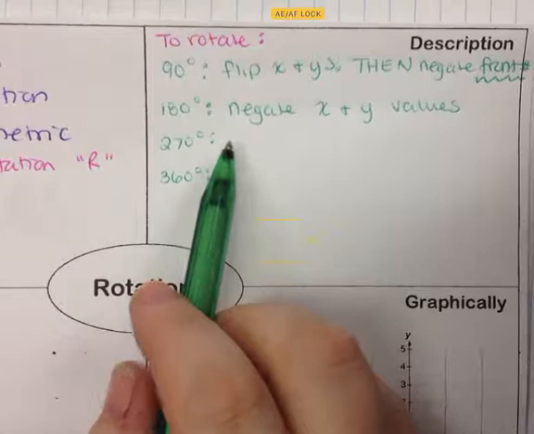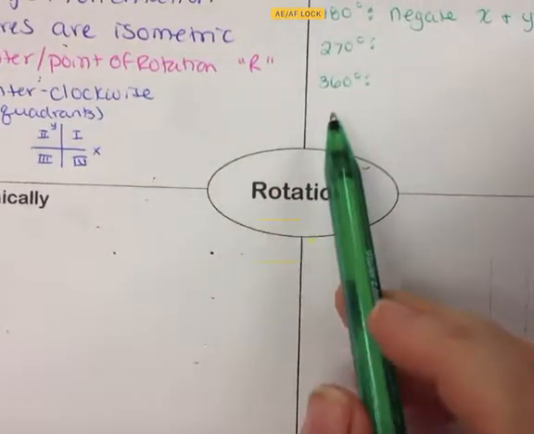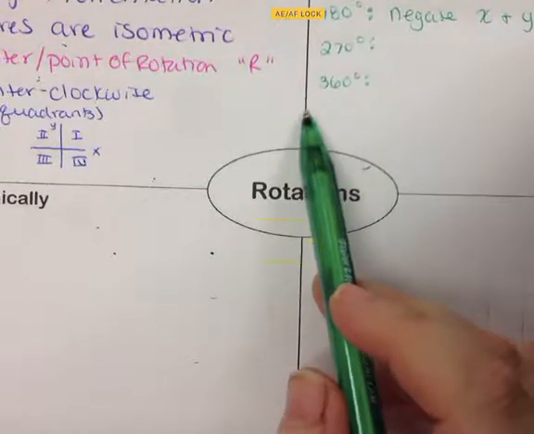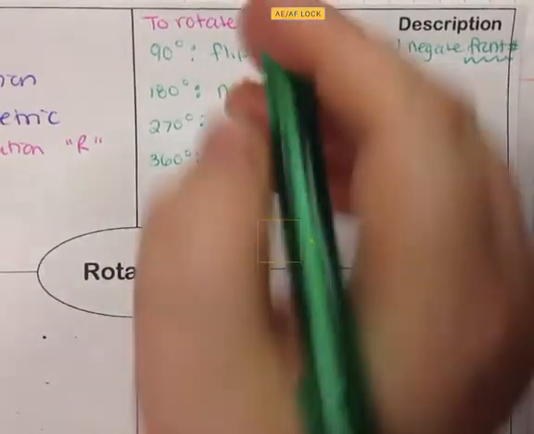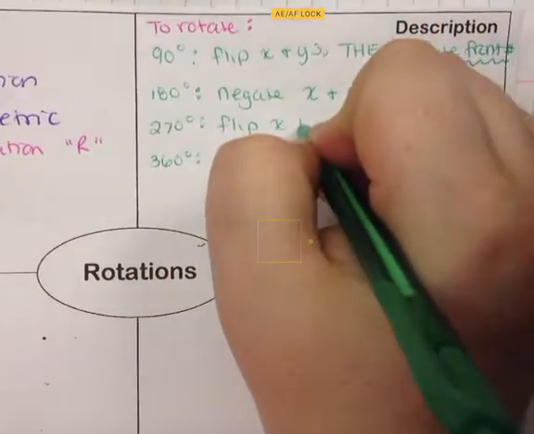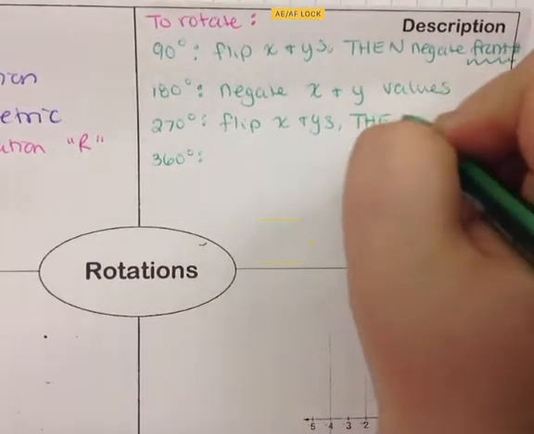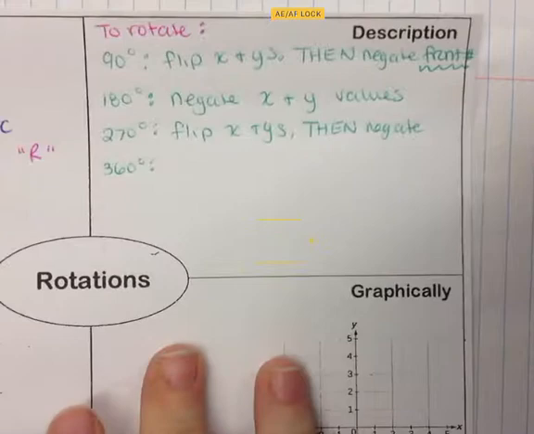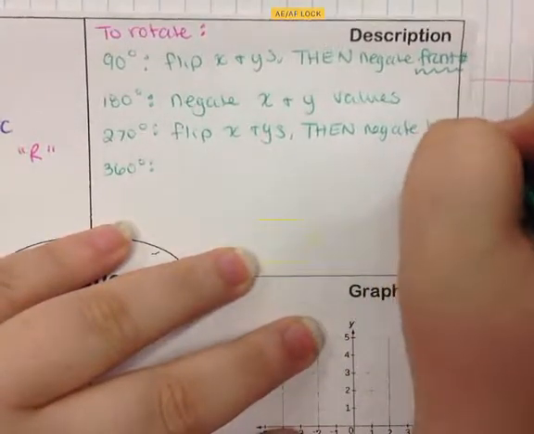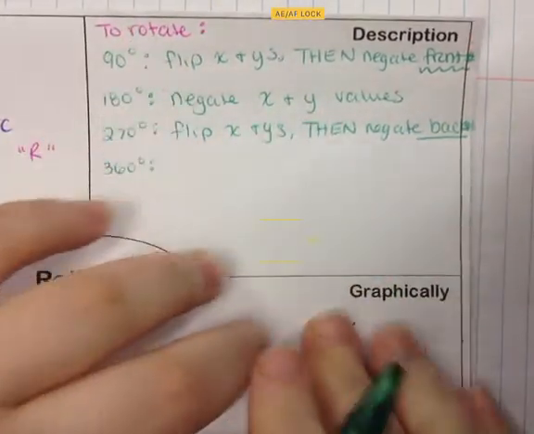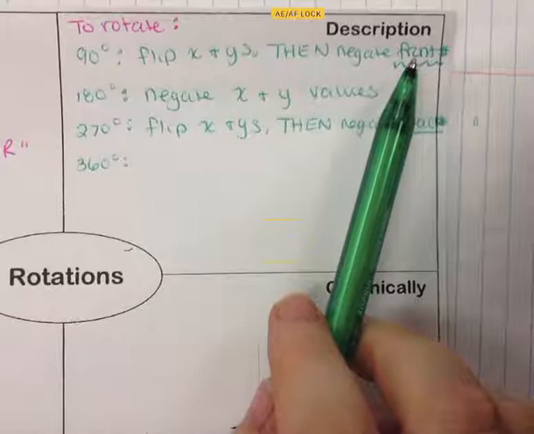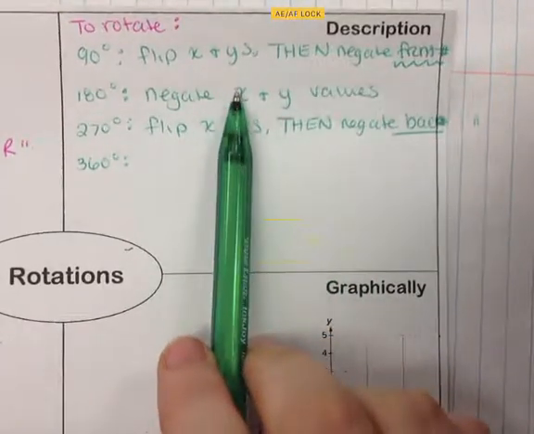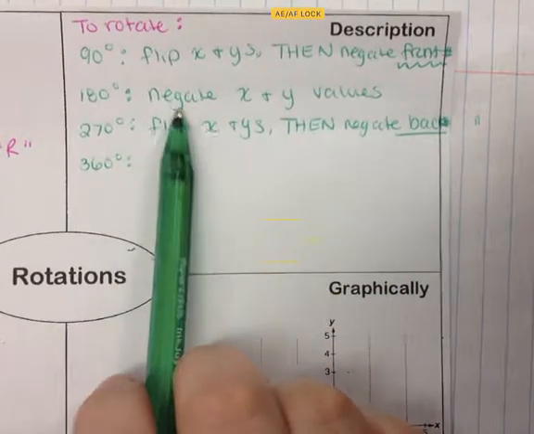For 270, 90 and 270 are very similar to each other. If you think about a clock, 90 degrees would go from 12 counterclockwise to 9. And then 270 degrees would go from 12 all the way to 3, which are across from each other. So they're going to be very similar to the 90. We are going to flip the X's and Y's, then negate the back number. So the first one, we negated the front. Then we negated both, and then just the last. So we went first, both, and then the last.